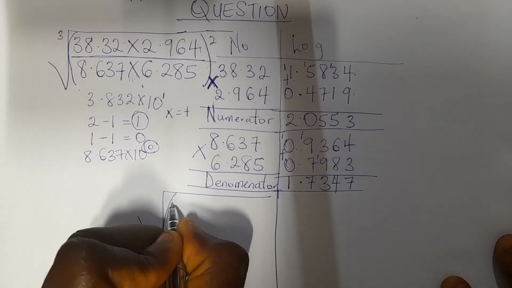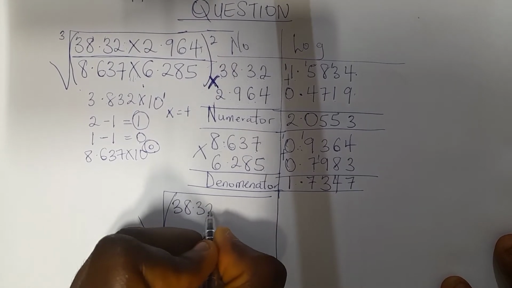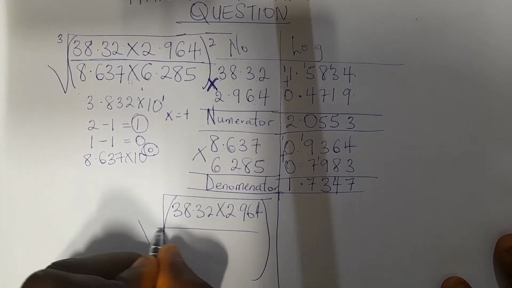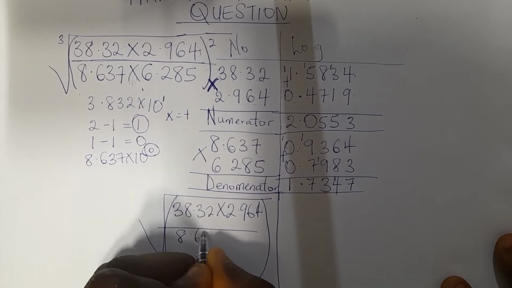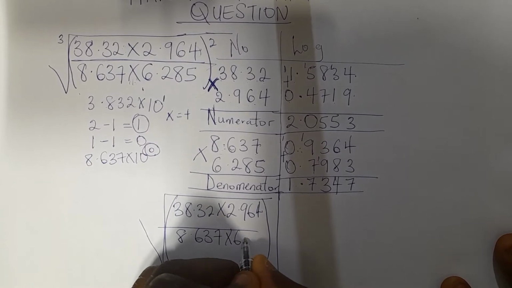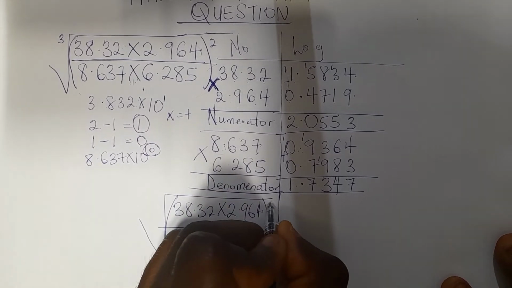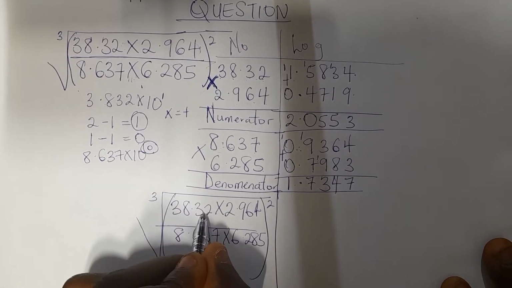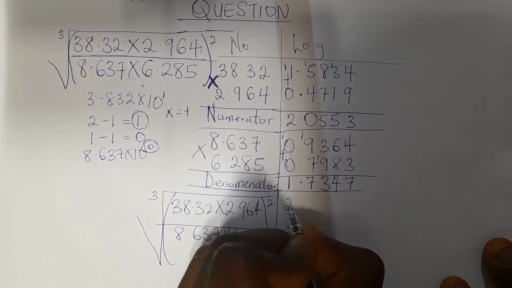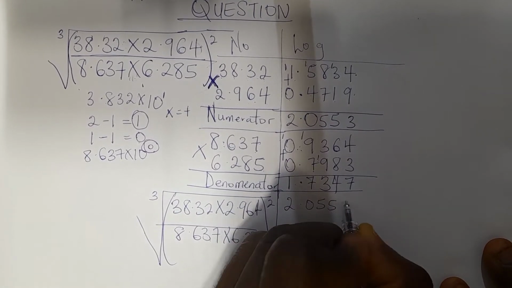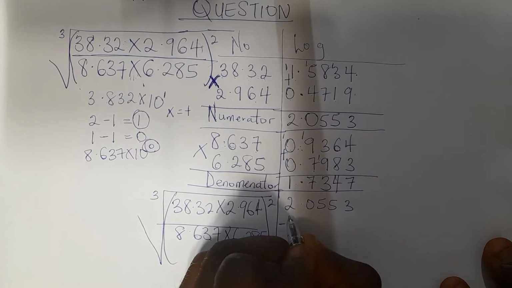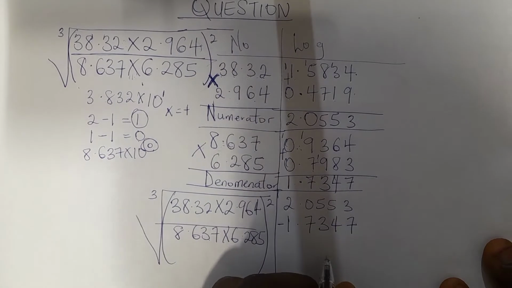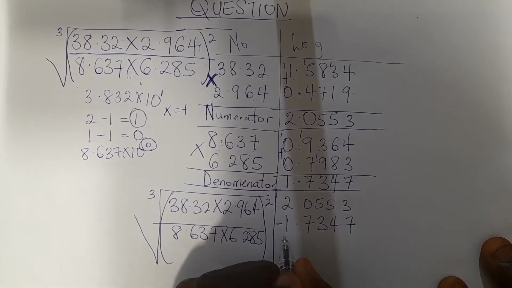Now it means it will be, let's say we have, into brackets, 38.32 times 2.964 all into bracket divided by 8.637 times 6.285 raised to power 2 3. Okay, now this means we are subtracting the value for this and this, which are 2.0553 minus 1.7347. Okay, now subtracting this, what would this give us?